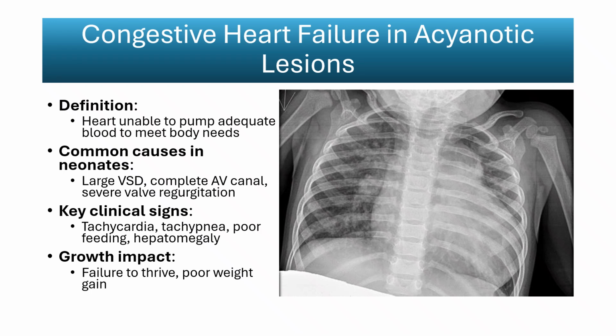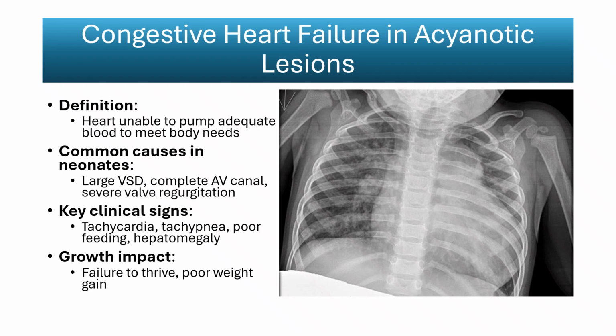Clinically, the syndrome is recognized by a consistent group of findings. Tachycardia reflects compensatory attempts to maintain output, while tachypnea signals pulmonary overcirculation and reduced compliance. Hepatomegaly results from systemic venous congestion. Feeding difficulties and rapid fatigue are common because the infant cannot sustain the increased energy demands of feeding while struggling to maintain circulation. The cumulative effect is impaired growth.